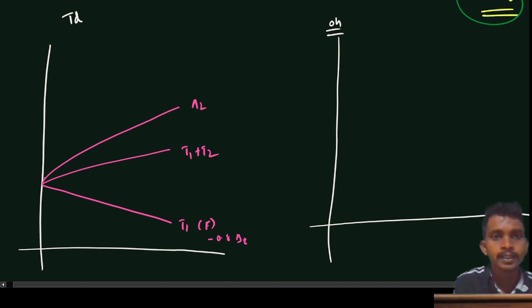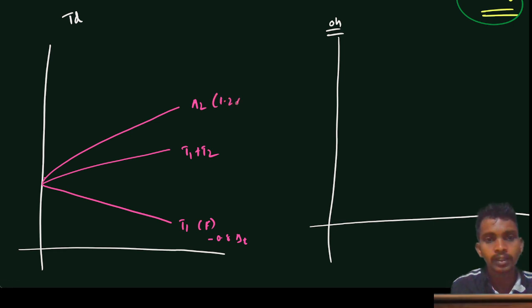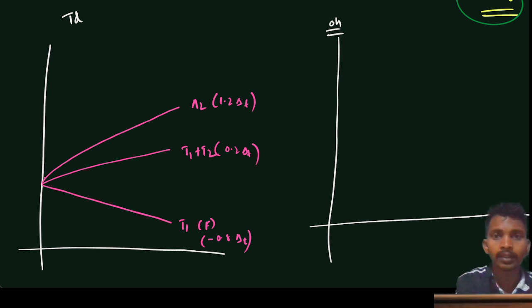Okay, and the accepted state will be drawn, and this value is, let's say, 1.2 delta T, and this value is around 0.2 delta T, and this is 0.8 delta T. Okay, now the excited states will come here. This is for 3P F and this is for 3P.